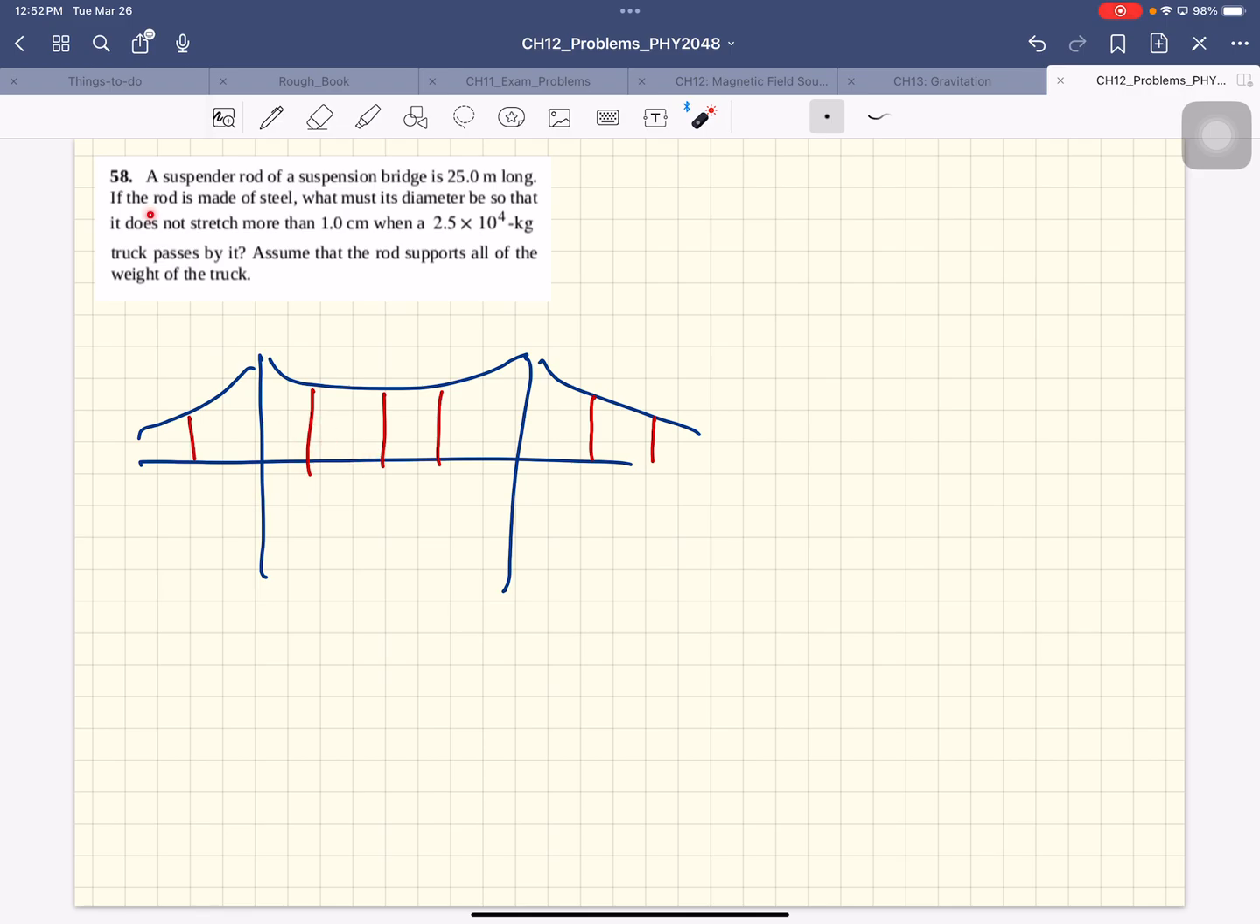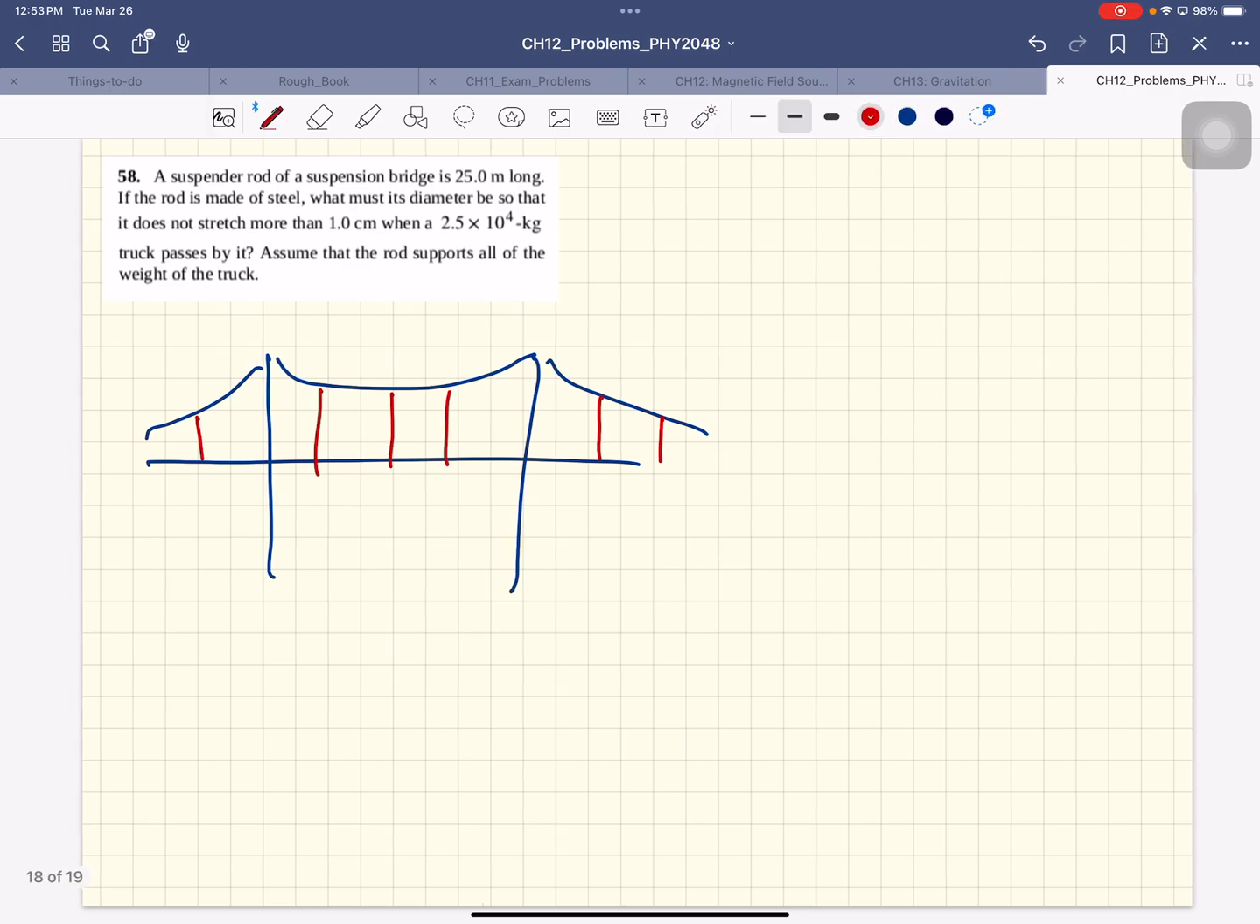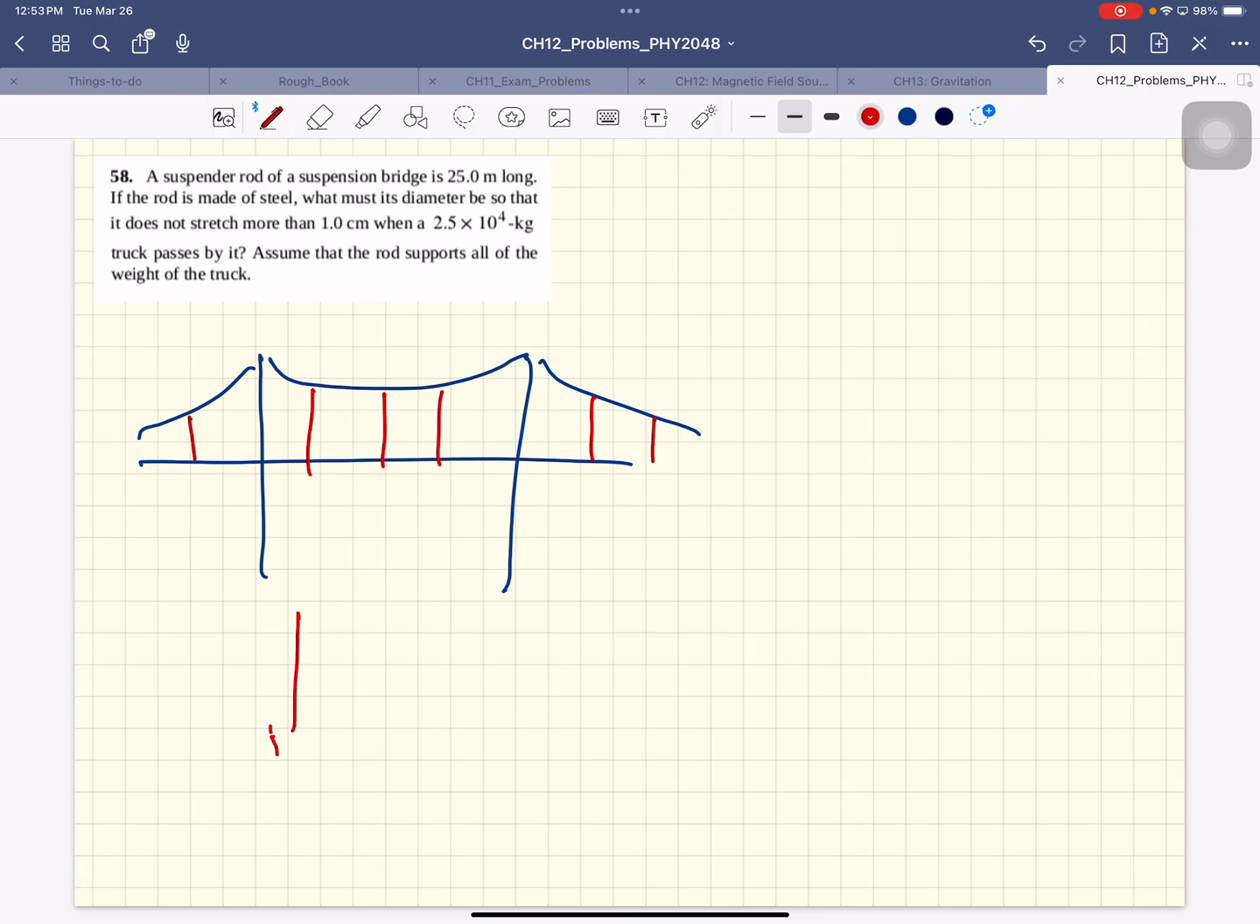So if the rod is made of steel, what must its diameter be so that it does not stretch more than 1 centimeter when a 25,000 kg truck passes by it? Assume that the rod supports all of the weight of the truck. Okay. So essentially, here's the model. You're suspending the truck from the rod.